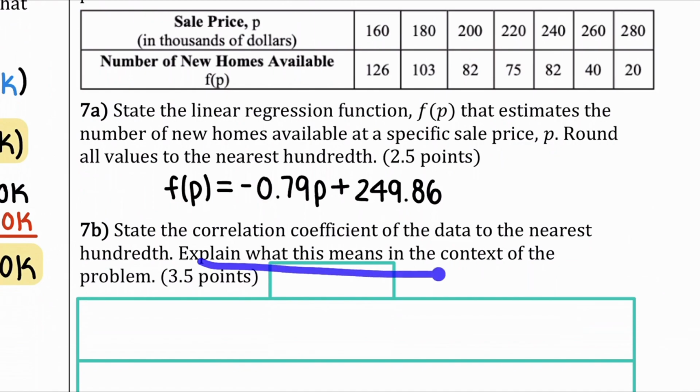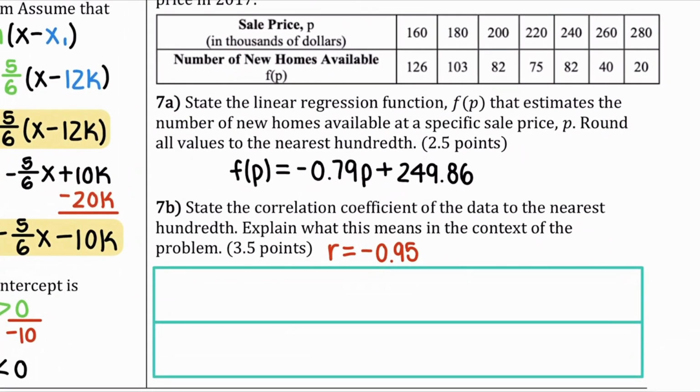So state the correlation coefficient of the data to the nearest hundredth and explain what this means in the context of the problem. On our graphing calculators, we should see that R is equal to negative 0.95. On the test, you don't have to write R equals, but I'm just writing it so we remember that the correlation coefficient is just the regular R, not the R squared.